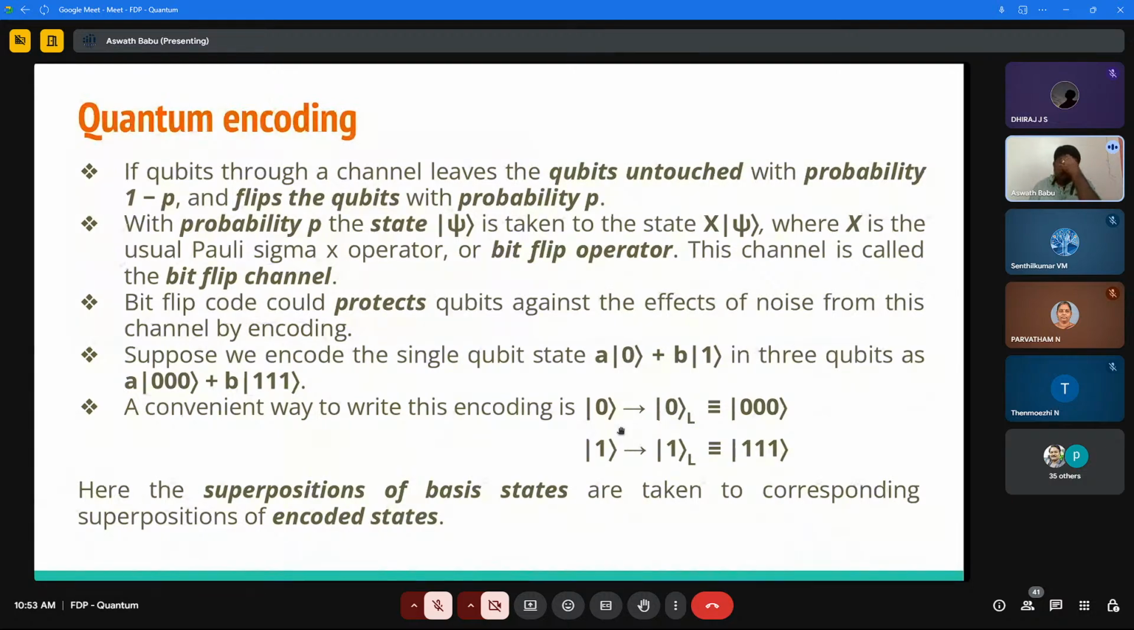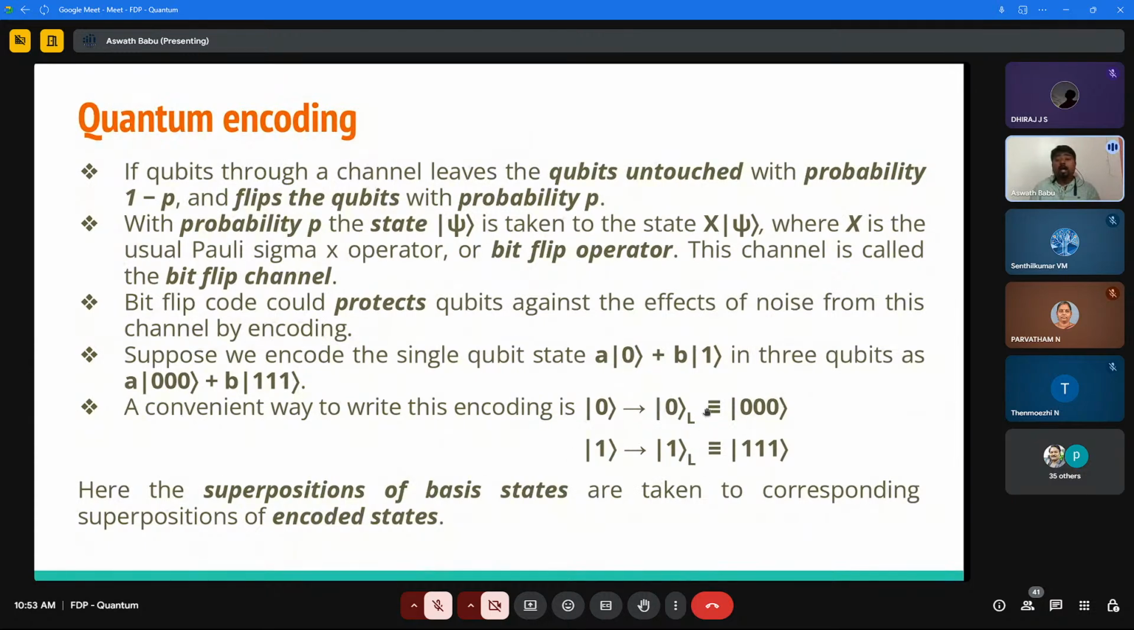What is a 3-qubit system? A 3-qubit system has how many basis elements? 8 basis elements. Among them, I have chosen only 2 basis elements, 000 and 111. I use those 2 basis elements to create a superposition, and I am sending this information through that superposition.